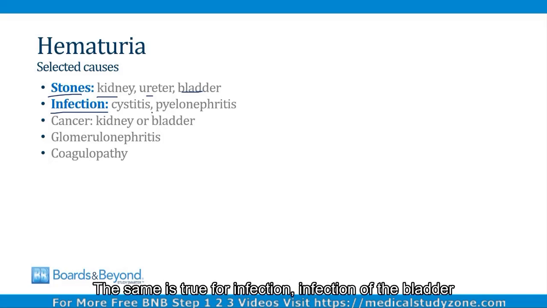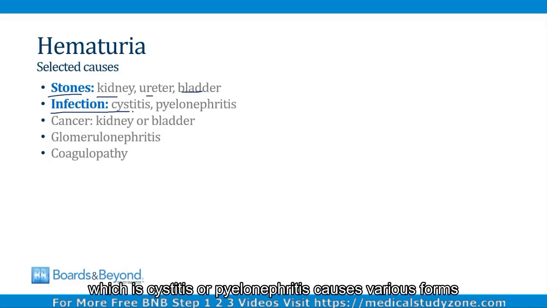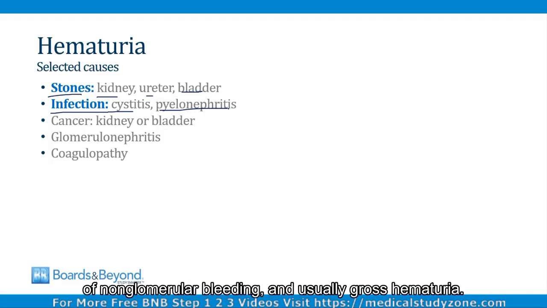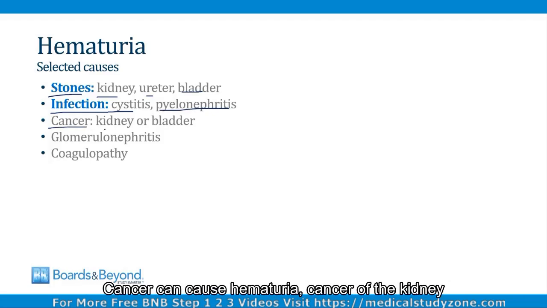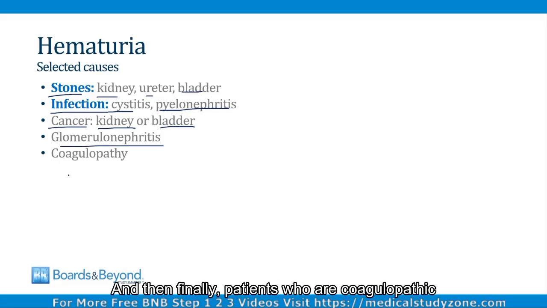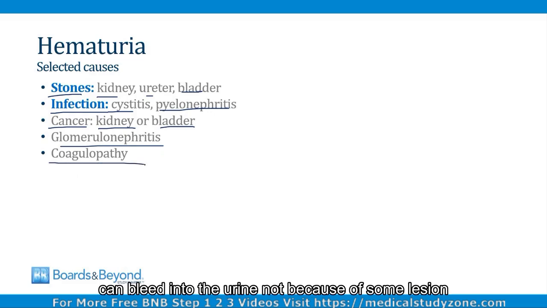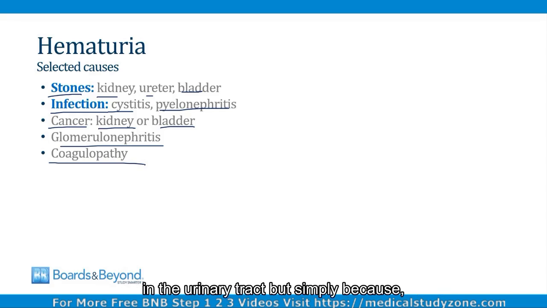The same is true for infection. Infection of the bladder, which is cystitis, or pyelonephritis, causes various forms of non-glomerular bleeding and usually gross hematuria. Cancer can cause hematuria, cancer of the kidney or the bladder. As I said before, glomerulonephritis causes glomerular bleeding. And then finally, patients who are coagulopathic can bleed into the urine, not because of some lesion in the urinary tract, but simply because they don't have a normal clotting system.